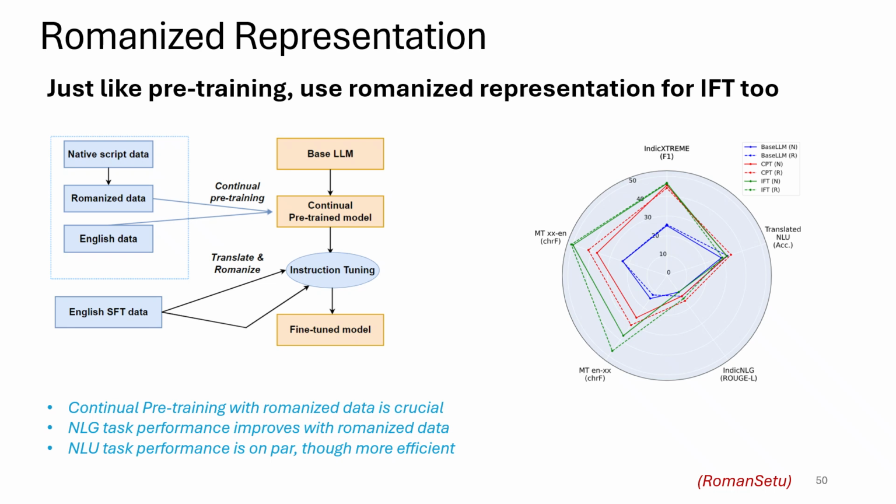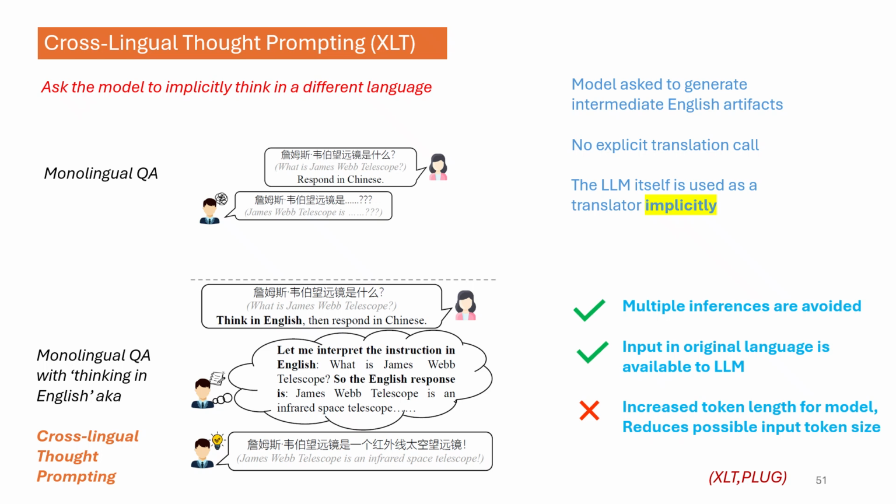And NLG performance increases on a bunch of tasks, including machine translation. And NLG performance is sort of on par. You don't get a lot of benefit, but there are efficiency gains for sure, right? So there is a case for using Romanized representation.